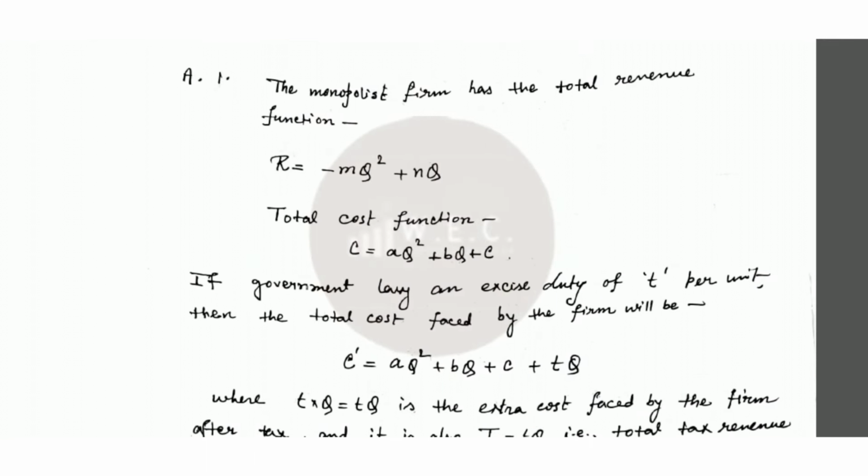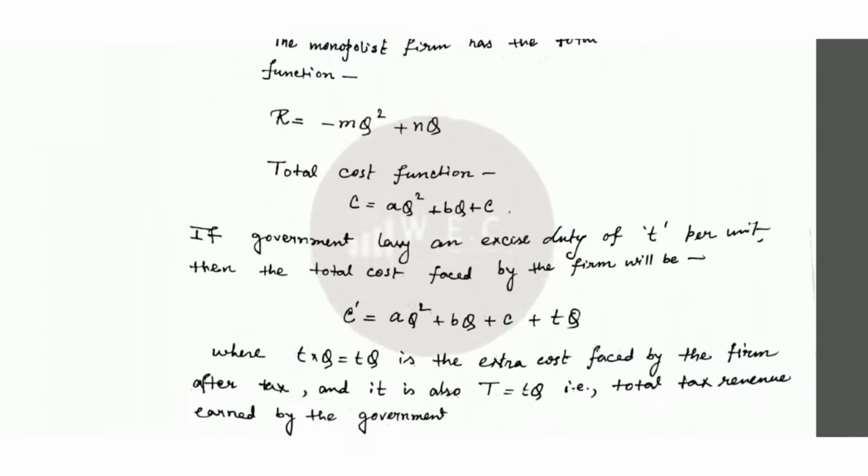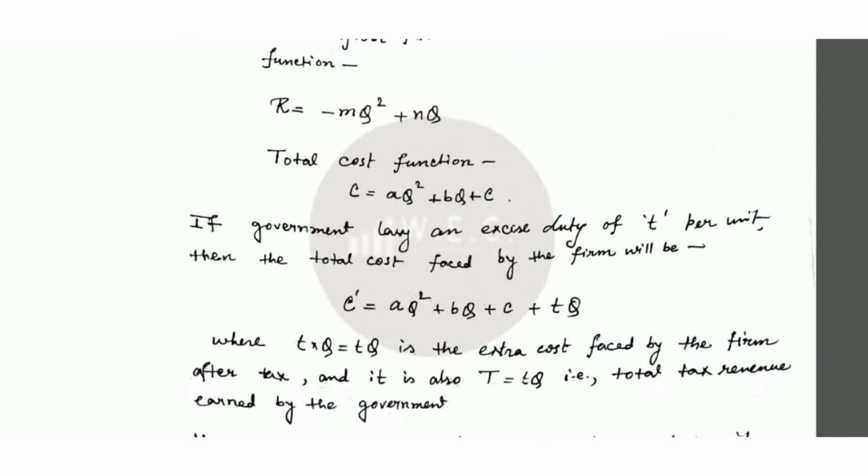A monopolist's total revenue and total cost curves are given here, and it is also told that an excise duty of T per unit is levied. So the new cost function is C dash. C dash is equal to the previous cost function plus T into Q. T into Q is the total tax, and it is also the total tax revenue earned by the government.